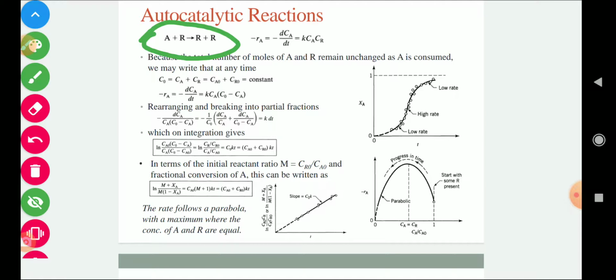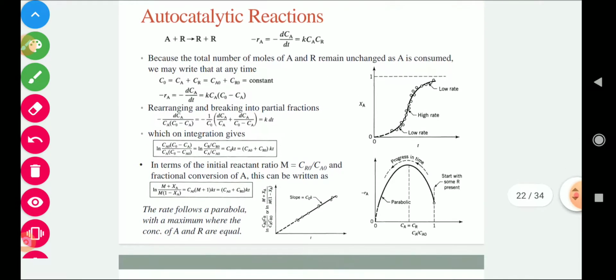So only a small amount of reactant reacts with product to give more product. Initially the rate of reaction is very small, so the conversion slowly increases, but as the reaction proceeds, more product is formed in the reactant. Now more product is available to attach with reactant A, so the rate of reaction increases exponentially.